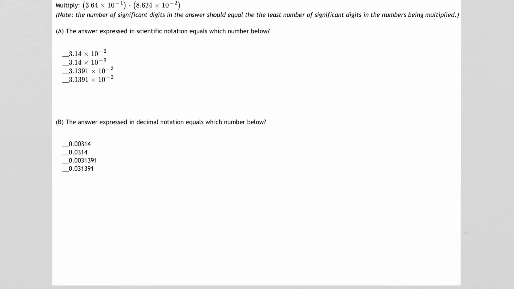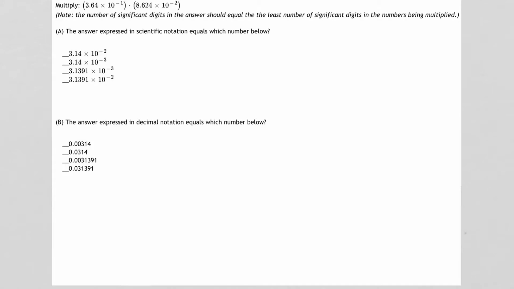Let's take a look at multiplying numbers that are in scientific notation. Specifically, we're going to multiply 3.64 times 10 to the negative first times 8.624 times 10 to the negative second. Now, what do we do? Well, there's two main steps to start with.